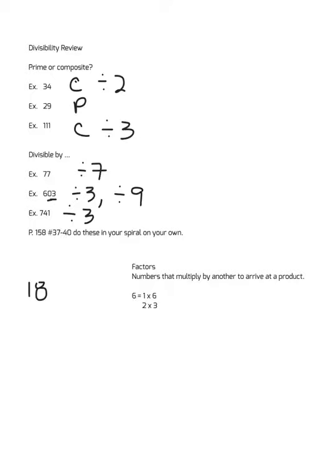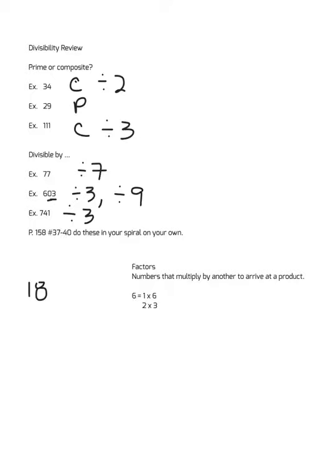Page 158, 37 through 40. Do these in your spiral on your own. They are statements, and you decide if each is true or false. So for example, 37, all even numbers are divisible by 2, and that is true. And finish 38 through 40. And then you can pause this while you work on that.